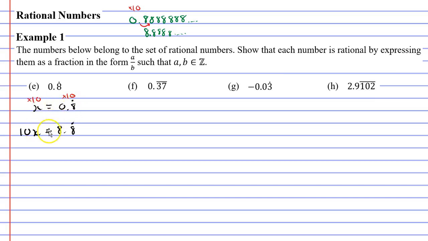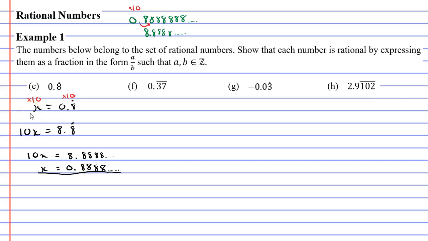I've now got two equations. And what I'm going to do is use the elimination method. I'm going to write one equation on top of the other. So I'll start with the equation 10x equals 8.8 repeater. And instead of using the repeater symbol, I'm going to write my 8s down several times. The second equation I have is x equals 0.8 repeater. So x equals 0.8. And I'm just going to keep writing my 8s down for a little while.